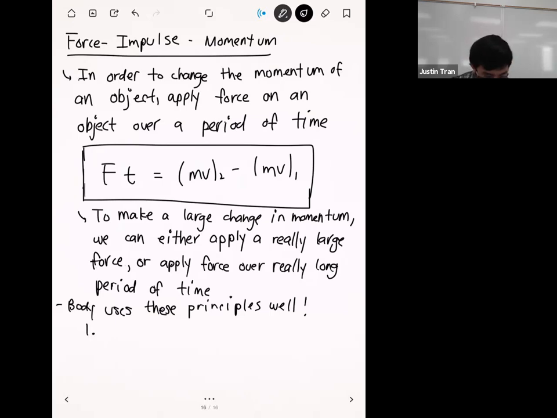Mm-hmm. All right, and so the first example where the body makes use of this is, let's say that you're in a situation where you need to jump as high as you can.